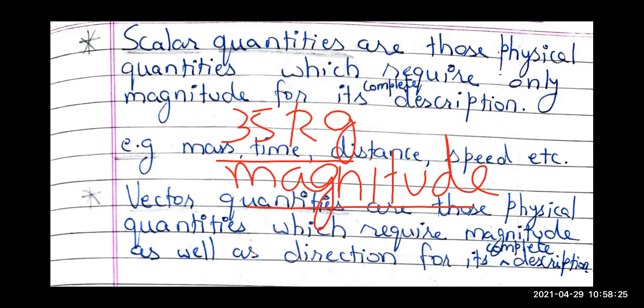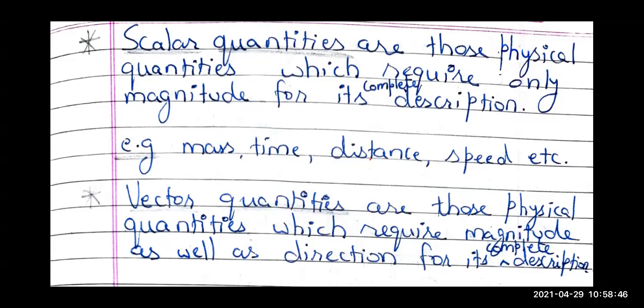Direction is not required to describe mass, time, distance, speed and many more quantities. So all those physical quantities which require only magnitude, no direction for their description, are called scalar quantities, right? So let's read the definition. Scalar quantities are those physical quantities which require only magnitude, only the number, for their complete description. Examples: mass, time, distance, speed, and many more.